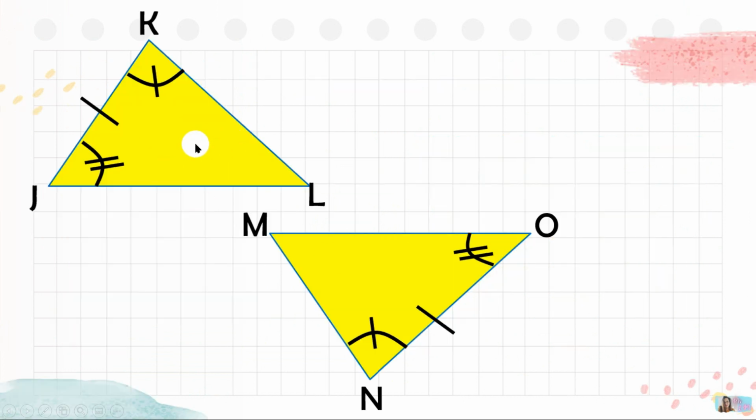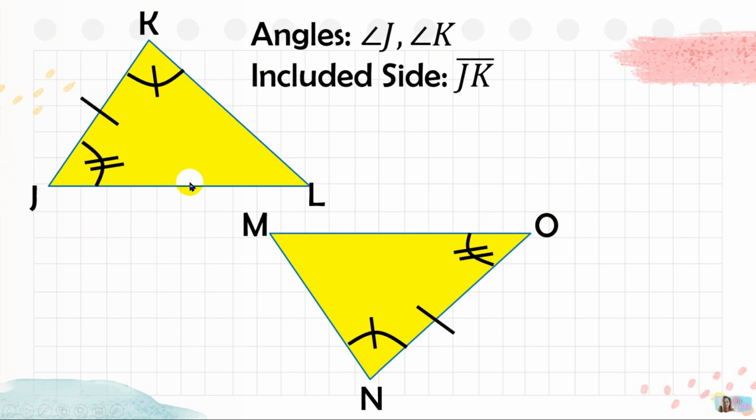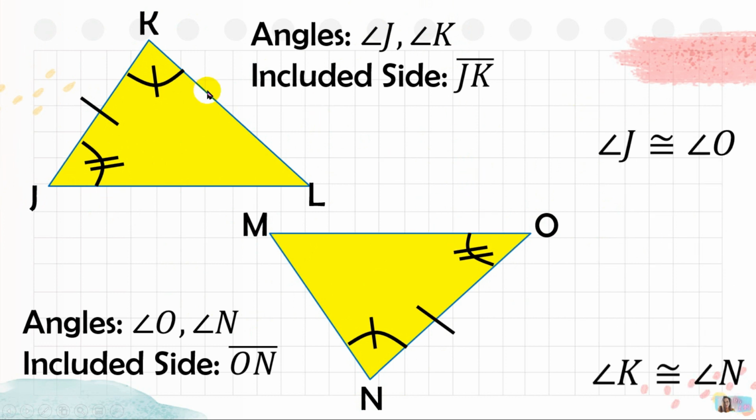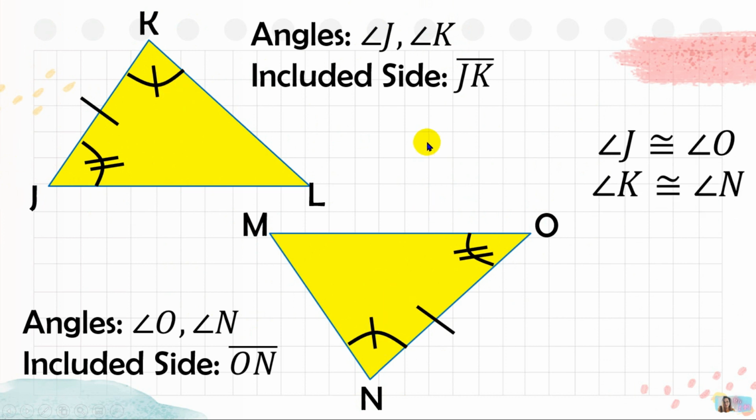So, we have this example here. So, triangle JKL and triangle ONM. There are two angles here na may mark and then the included side. So, the two angles are angle J and angle K. Then, their included side is side JK. For the second triangle, we have angle O and angle N. Then, the included side is side ON. Now, we have to look for the corresponding congruent parts of these two triangles. So, we have the angles, angle J and angle O, angle K and angle N, and their included sides.